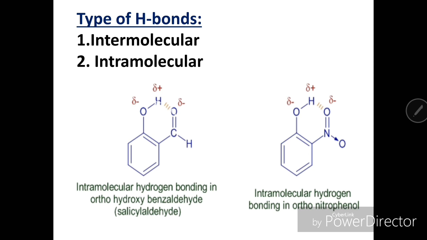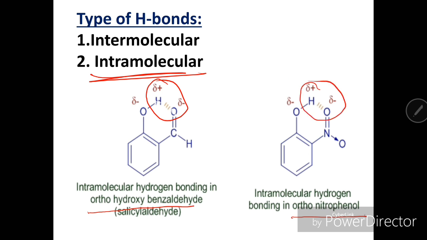But if a hydrogen bond is found within the molecule, that is called intramolecular hydrogen bonding. You can see intramolecular hydrogen bonding in the case of ortho-hydroxybenzaldehyde and ortho-nitrophenol. You can see here, this is the intramolecular hydrogen bonding. Hydrogen attached to oxygen is interacting with oxygen of the same molecule. So hydrogen bonding is present within the molecule. The same is in ortho-nitrophenol. This is the intramolecular hydrogen bonding.